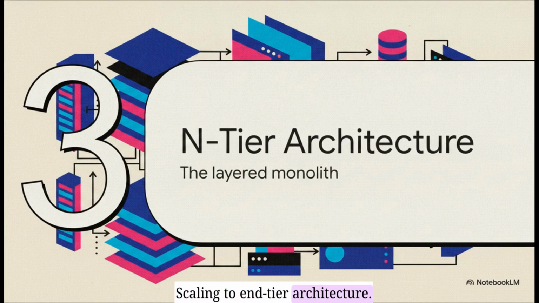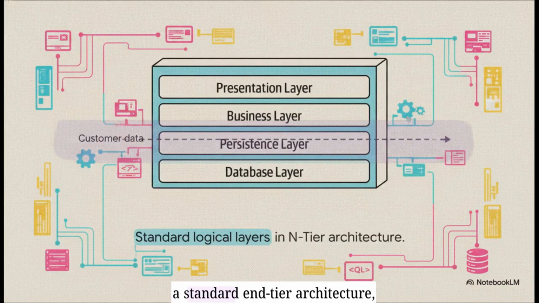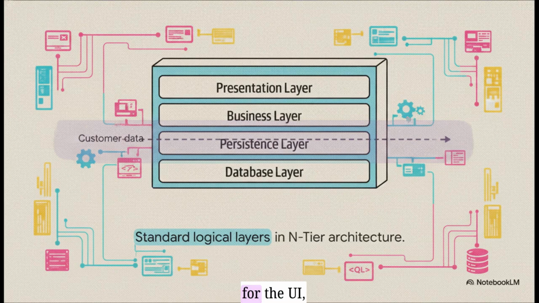Scaling to n-tier architecture, the de facto standard layered monolith. In a standard n-tier architecture, the components are organized into logical horizontal layers right within the software itself. You'll typically see 4 standard layers: the presentation layer for the UI, the business layer for rules and calculations, the persistence layer for database routing, like SQL, and then the actual database layer itself.